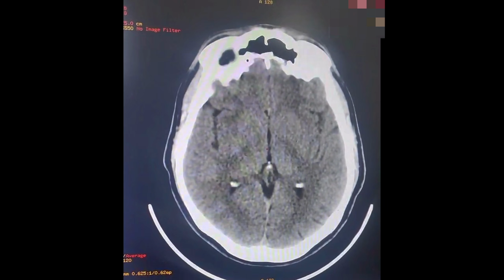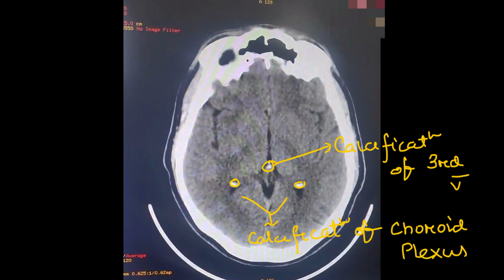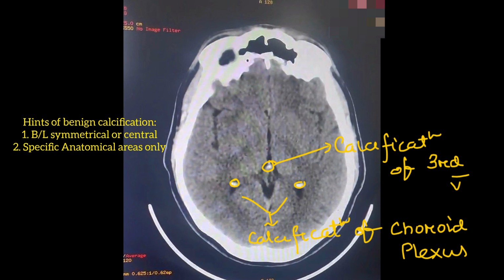Now as we move upwards, you can appreciate certain hyperdense structures here. These are the calcification of the choroid plexus and the third ventricle. Now you can get confused as to why it is not a bleed. This is because these are benign calcifications because of two reasons. One, they are bilateral symmetrical or central, and two, they occur in certain anatomical areas only. Like in this case, the choroid plexus and the third ventricle.